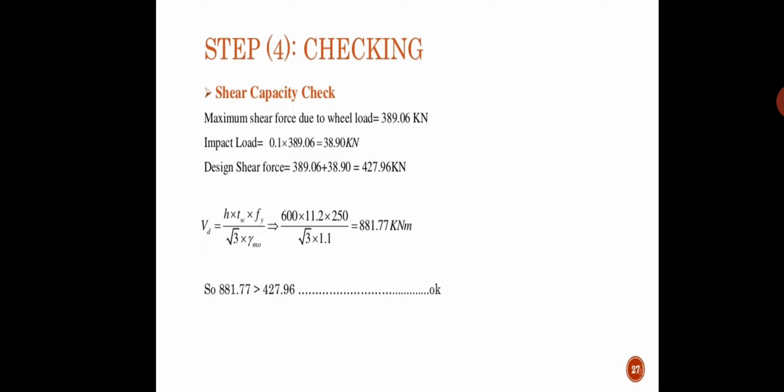So these are some steps for finding out the checks for buckling, bending, shear and web bearing capacity of cranes. These few steps are for checking whether your trial section is okay or not.